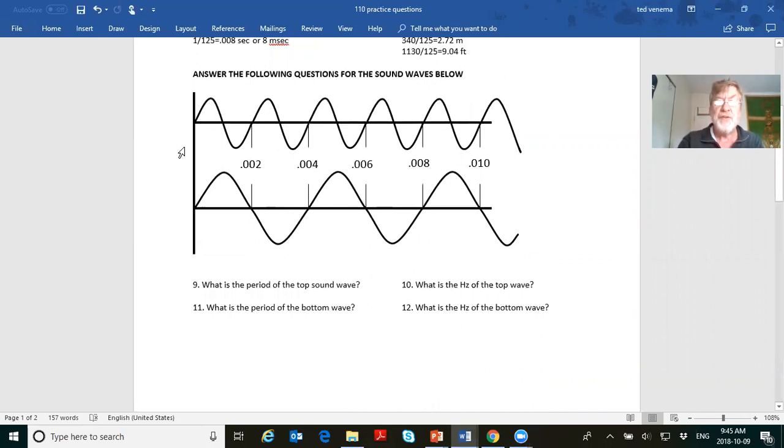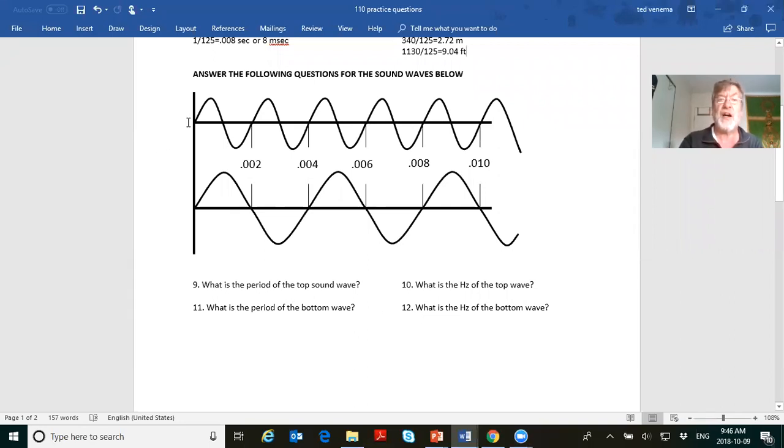Time is on the horizontal, amplitude is on the vertical. Here, these would be seconds: 0.002 seconds, 0.004 seconds, 0.006 seconds, and so on. So we're looking at time here. We're not even asking wavelength, so we're just looking at period and frequency. Look at what the questions are saying. What's the period of the top sound wave?